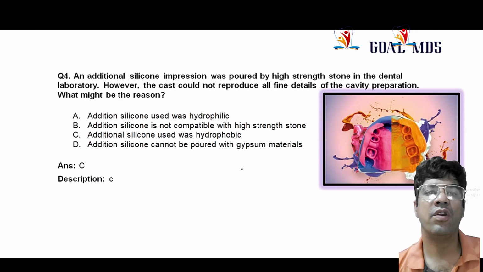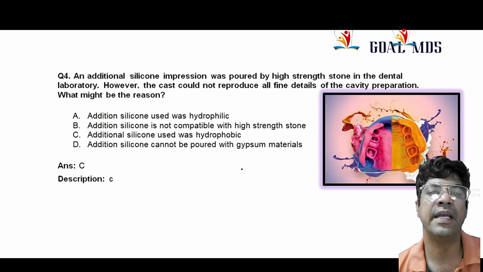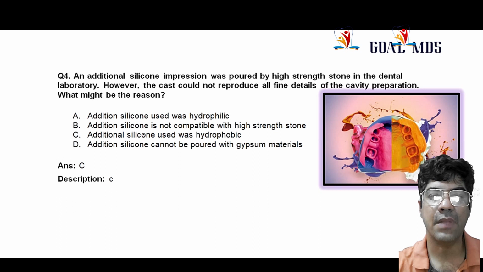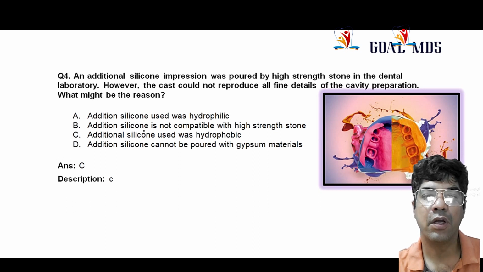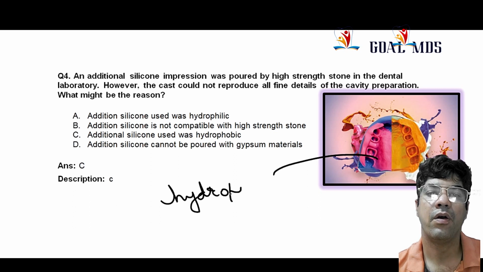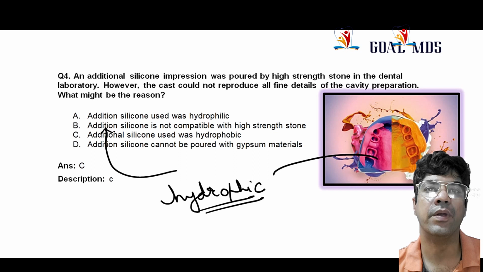An addition silicone was poured with high strength stone in the dental laboratory. However, the cast could not reproduce all the fine details of the cavity preparation. What might be the reason? Well, the reason the cast could not reproduce all the fine details of the cavity preparation may be that a hydrophobic impression material was used. That is addition silicone, a silicone.